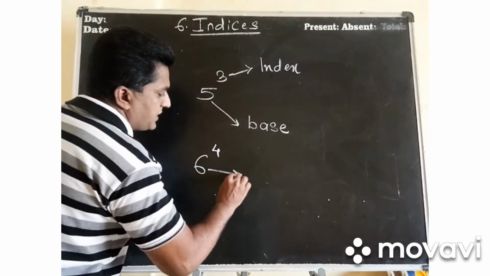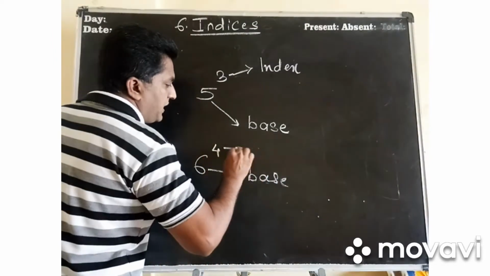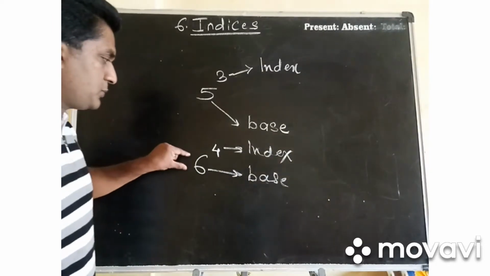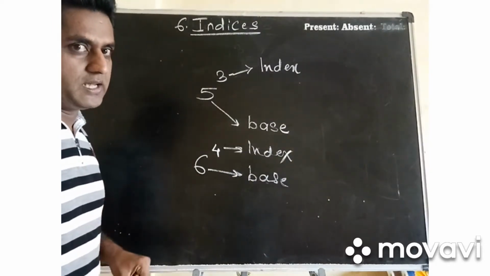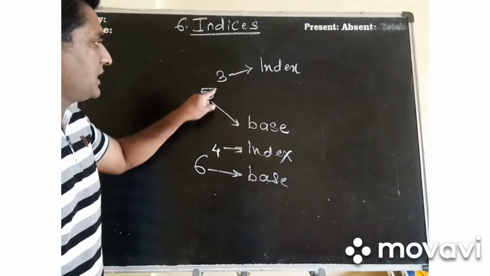If I am asking you here 6 and 4, what is your base? Your base is 6. And what is your index? Your index is nothing but 4. So this is called the base and this is called the index. Right everybody? So base, index, base, index.